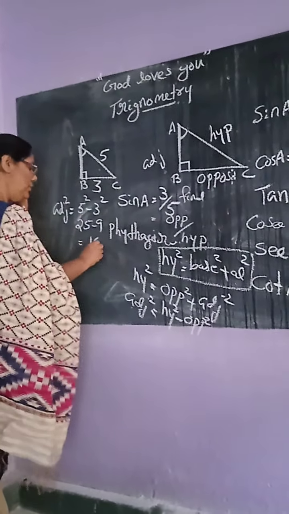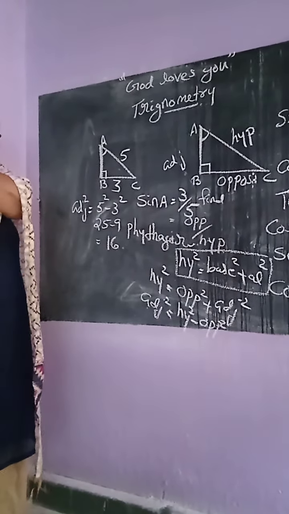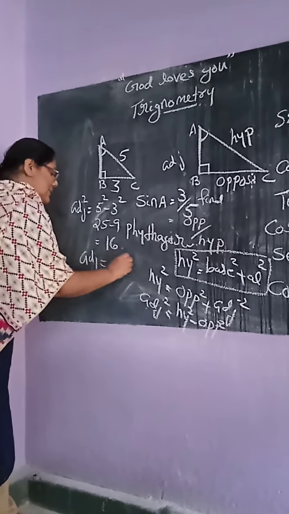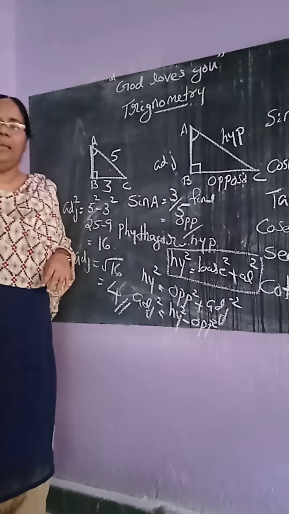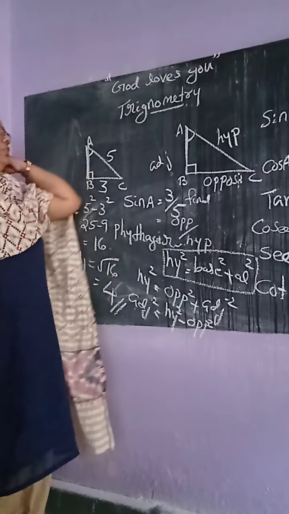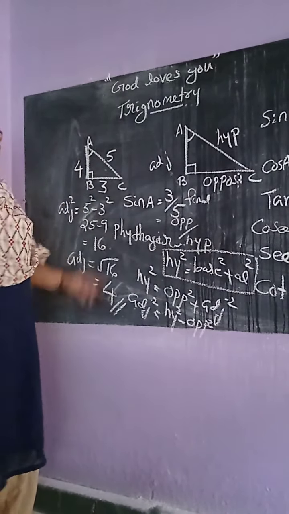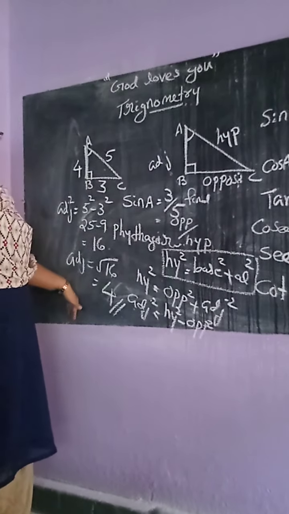That is equal to 16. 25 minus 9 is 16. Then the adjacent is equal to root 16, that is equal to 4. Here we take the positive sign, plus or minus 4, but here we take only positive 4. Therefore, we can mark the adjacent side is equal to 4. Is it clear?